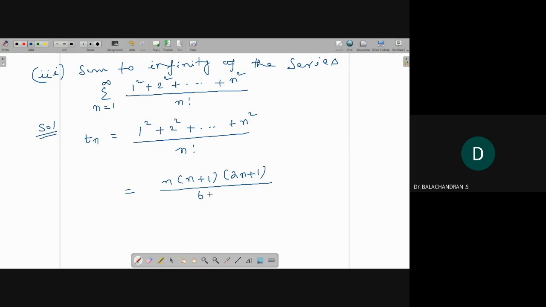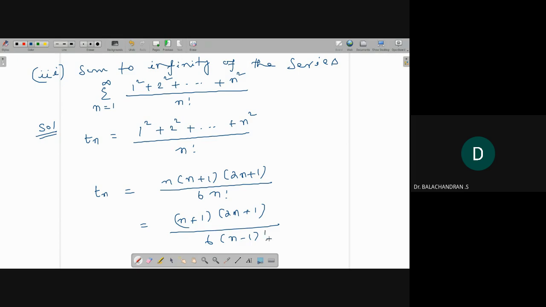Okay, n factorial. This is actually Tn. So now, if you cancel one n, you will get n plus 1 into 2n plus 1 by 6 into n minus 1 factorial.